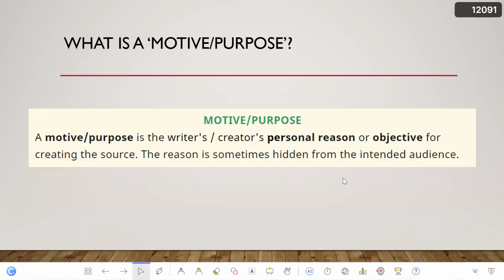So firstly, just a recap, what's a motive or a purpose? Okay, so we know that a purpose is basically the writer's reason or objective for creating the particular source. When we look at the source, the first thing we should ask is, why has this source been created? Okay, and sometimes the reason is not so obvious, sometimes it's quite hidden. So we basically need to read the source very carefully before we identify the real reason behind the creation of the source. Okay.